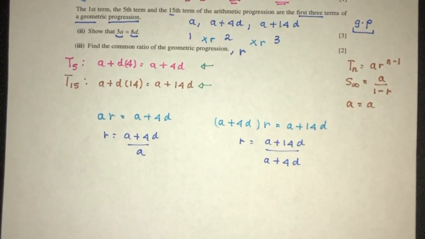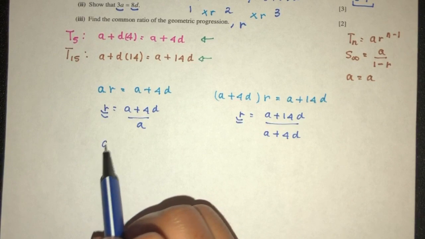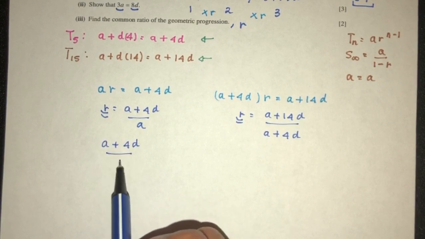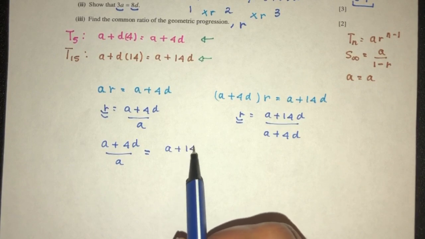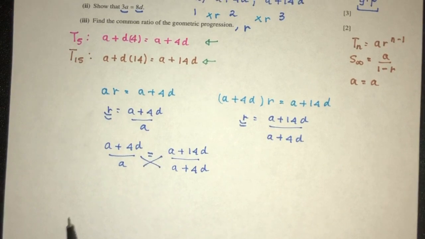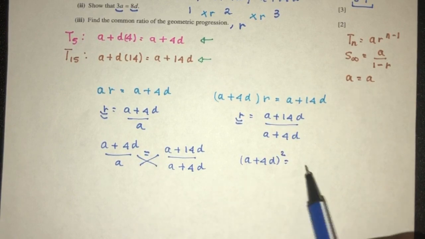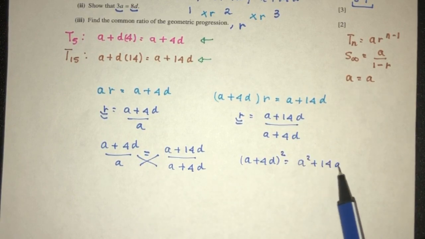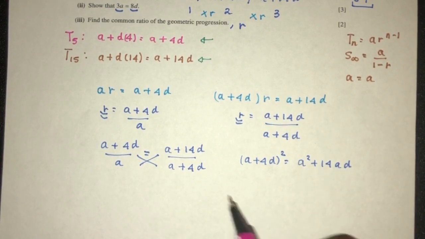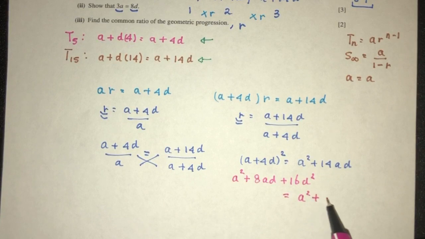Now obviously we can solve a simultaneous equation because r is obviously equal to r. So on the left hand side you will have (a plus 4d) over a is equal to (a plus 14d) over the value of (a plus 4d). Now we can simply cross multiply. On one side you will have (a plus 4d) squared, and that will give you a squared plus 14ad on the other side. So now we just have to simplify. That will be a squared plus 8ad plus 16d squared is equal to a squared plus 14ad. Now these two a squared terms will obviously cancel out.